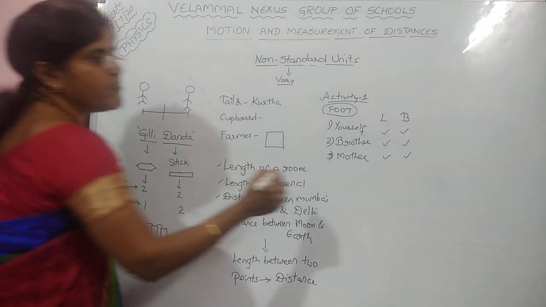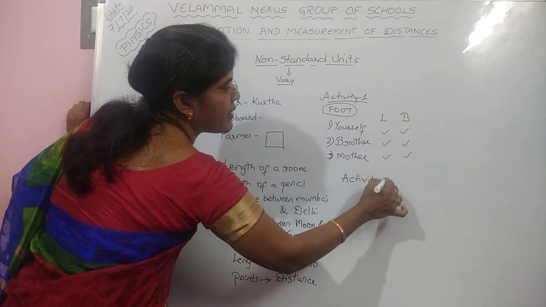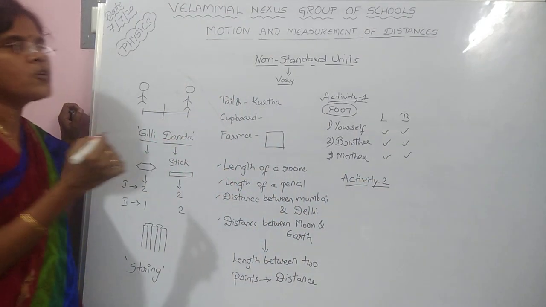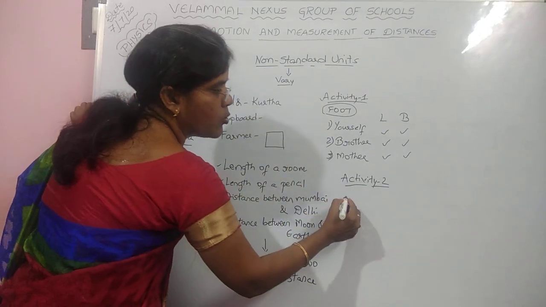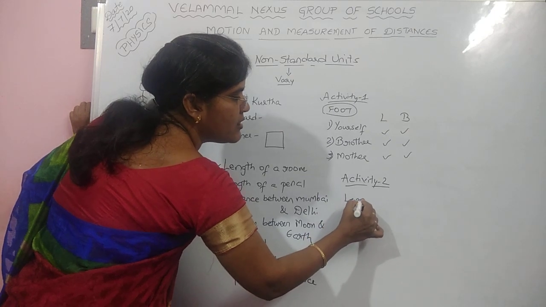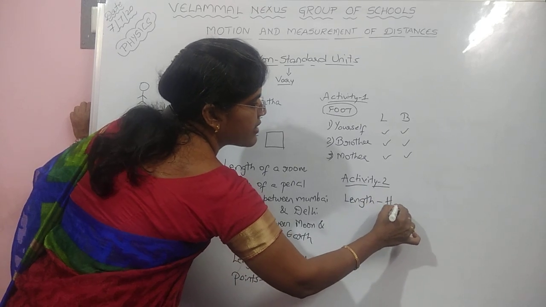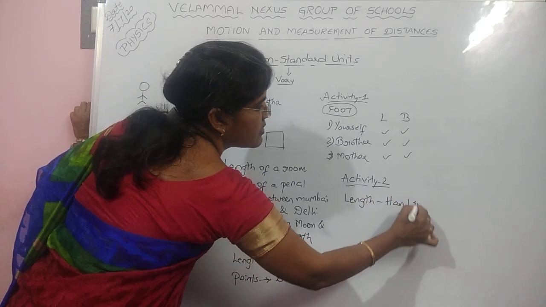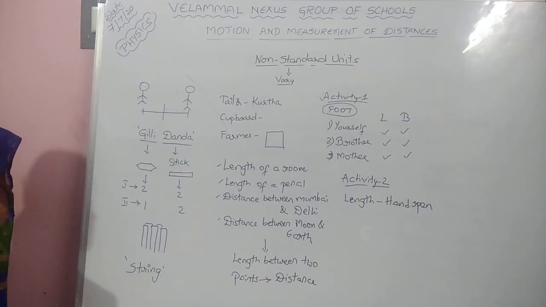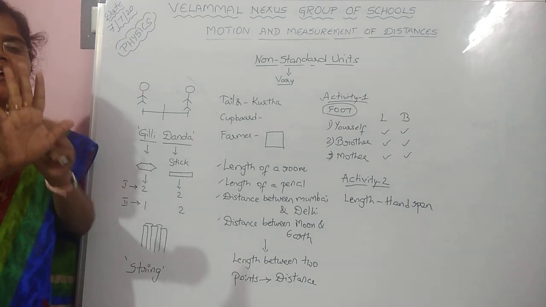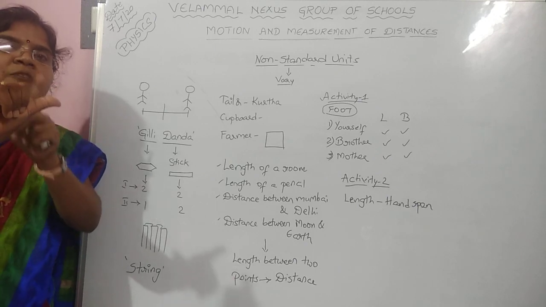Shall we do one more activity which is there in your textbook? Definitely do, children. It will give you some idea. Take any bench or table, a dining table in your home, and find out the length of the table using handspan. What is handspan? How to measure with handspan? You just close these 3 fingers. The distance between the little finger and the thumb will give you handspan.